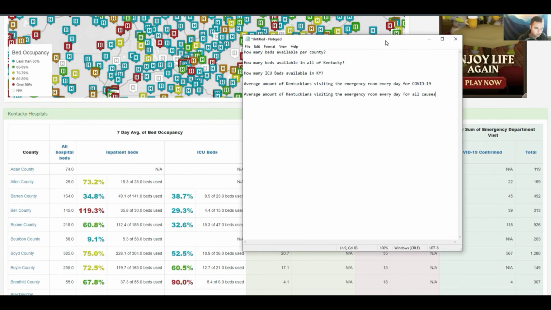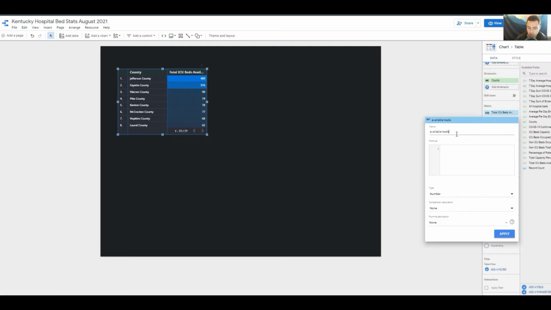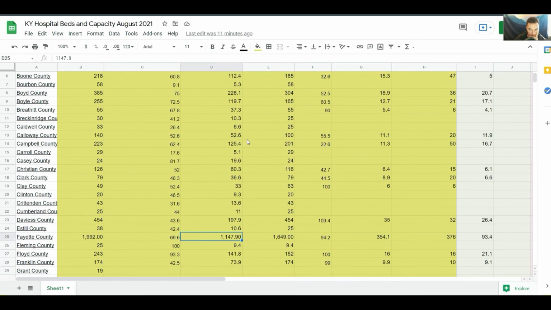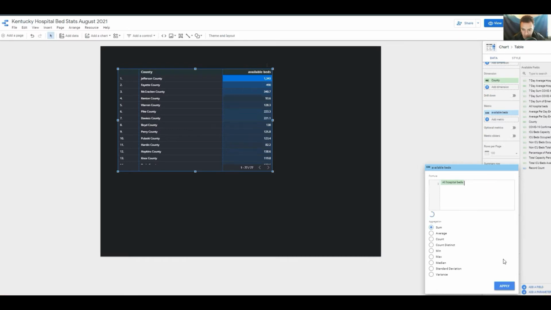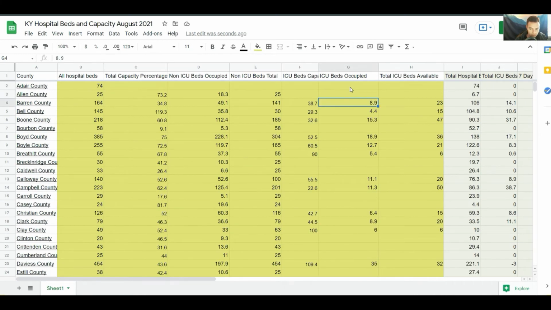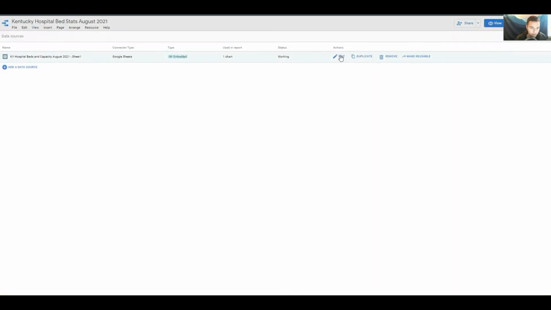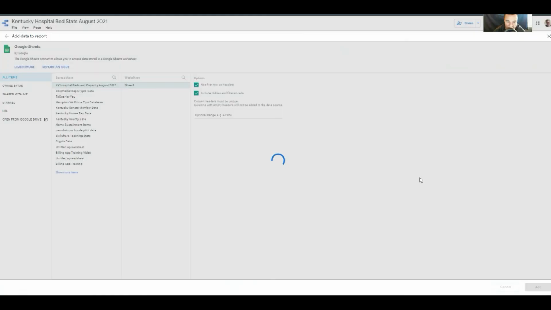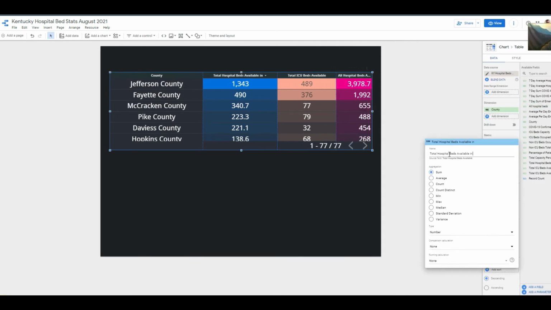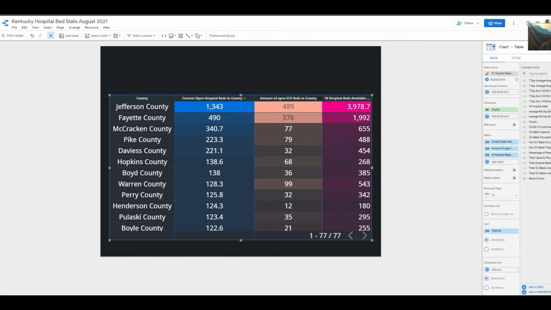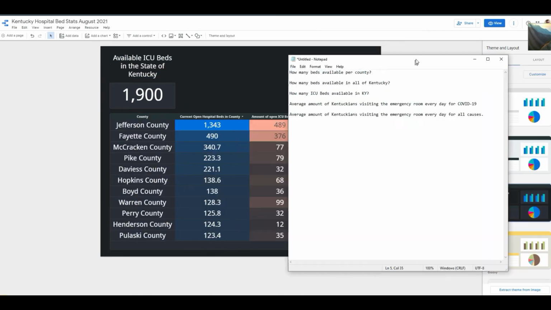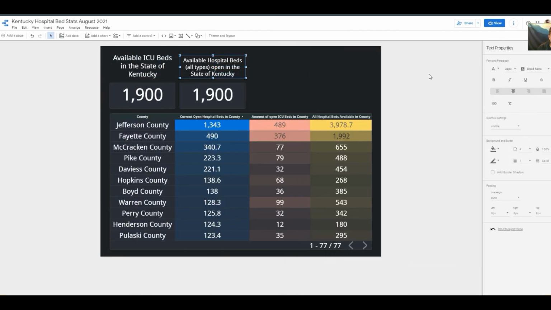So the first thing I went to do was show the highest quantity of ICU bed availability, and I wanted that breakdown to be by county. So I did a sort of heat map table, and I showed the total beds, the ICU beds, and the amount of available ICU beds. Then I did available ICU beds across the entire state, and then all of the open beds of all types across the state, because maybe some of those beds could be repurposed. And then we showed how many people were walking in daily.